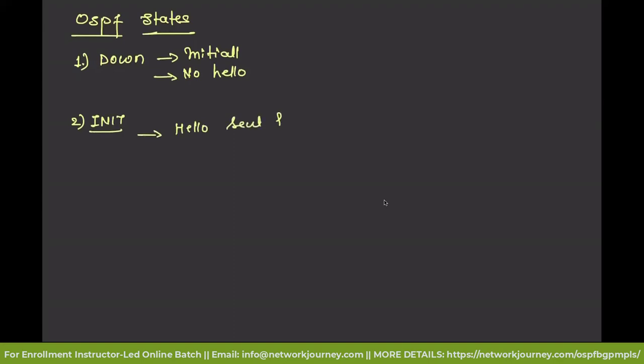Okay. So OSPF states. The first state is going to be the down state, which is known as the initial state. No hellos are exchanged, no hellos are sent. After this, it is going to be your init state, where you will have hello sent and received between your neighbor. So this is you, this is your neighbor. You're going to send the hello and you're going to receive the hello.